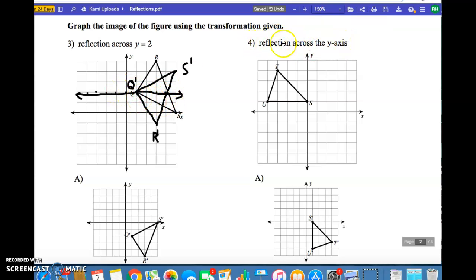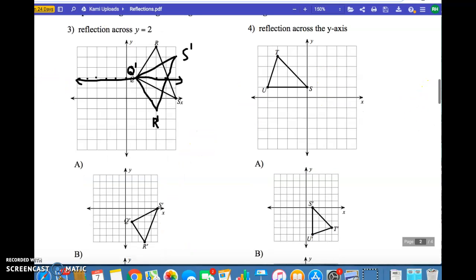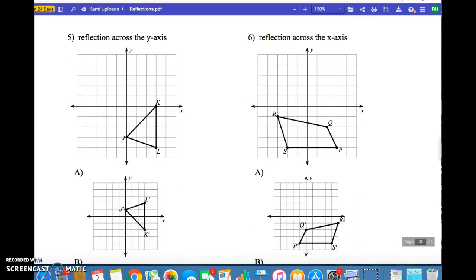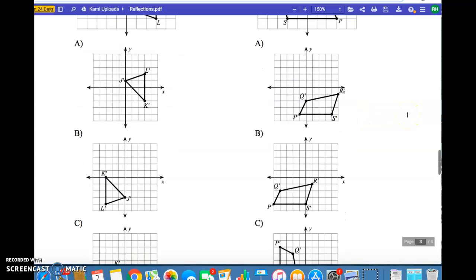All right, just be careful as you go through. Reflection for number 4 across the x-axis, you're reflecting here. U, if it's 1 unit, would go down here. S, 1 unit, would go down here, and so forth. Watch what's being asked of the reflections, and it should be pretty decent. Right across the y-axis, now you're going down here. Reflect on this line. X-axis, reflect in this line. Count your units, and it's pretty straightforward.